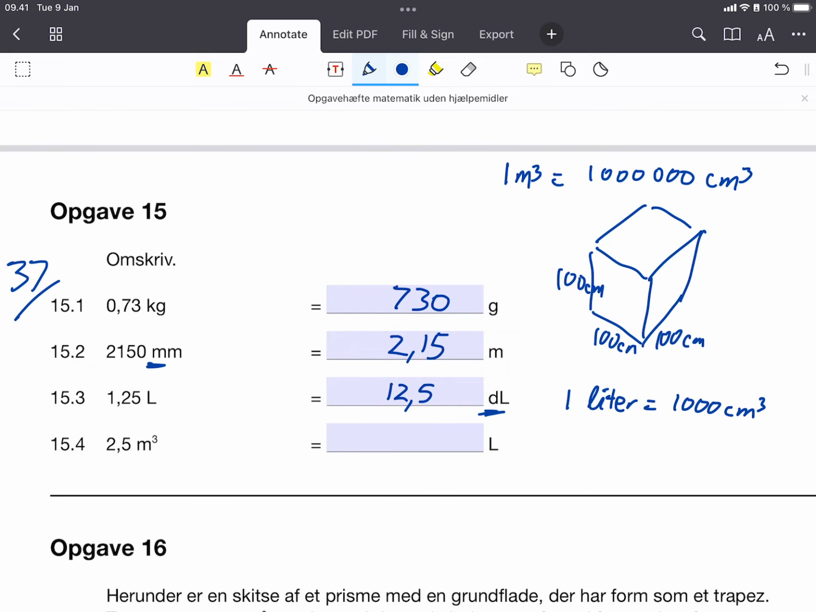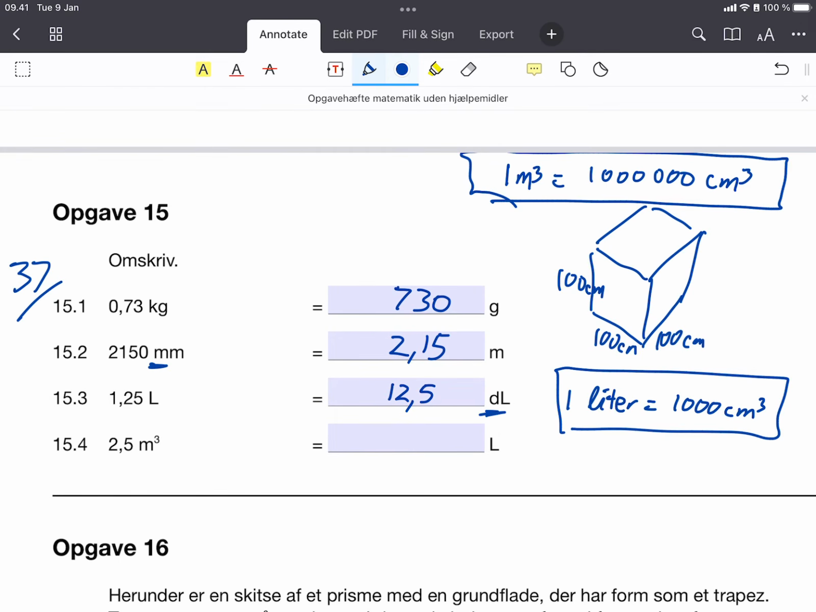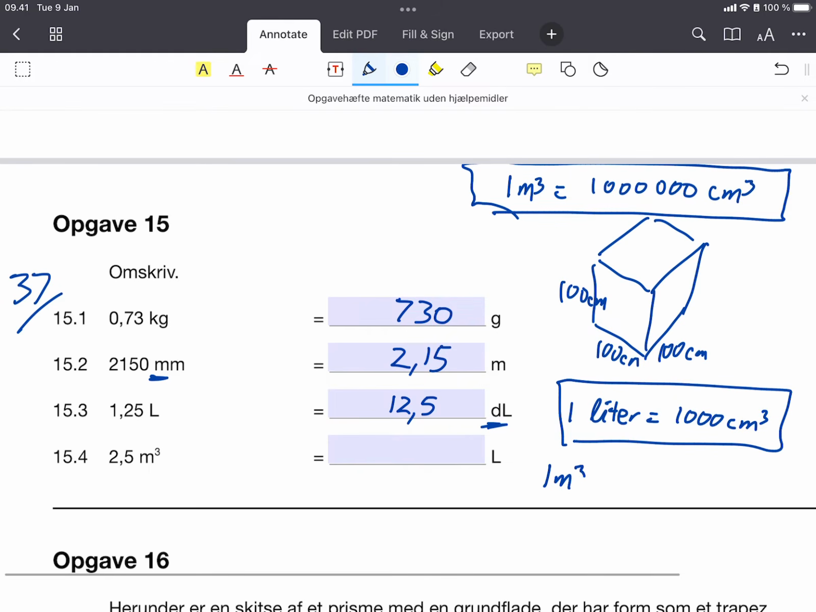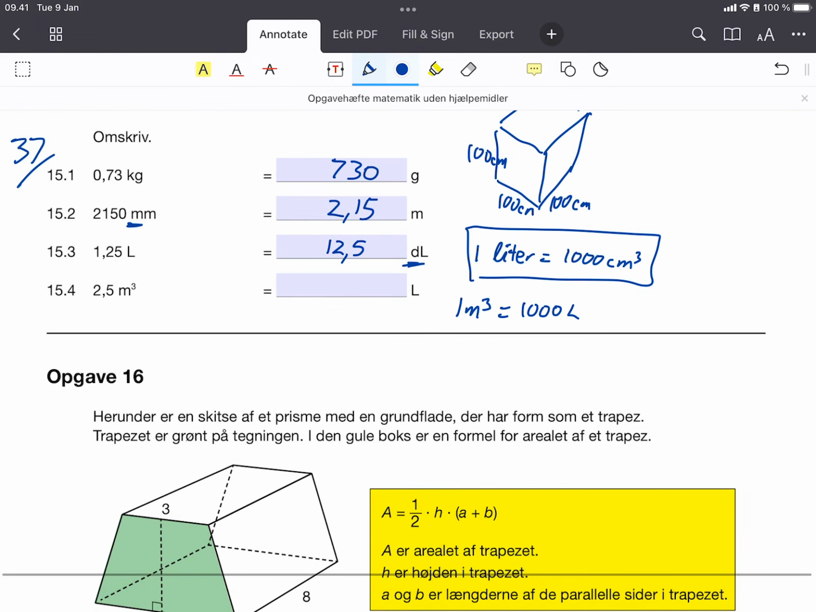So in other words, if 1 litre is 1,000 centimeters cubed and 1 meter cubed is 1,000,000 centimeters cubed, then 1 meter cubed is 1,000 litres. This is going all over the place. 1 meter cubed is 1,000 litres. We're talking about 2.5 meters cubed. So that's 2,500 litres. 2.5 times 1,000, in other words.